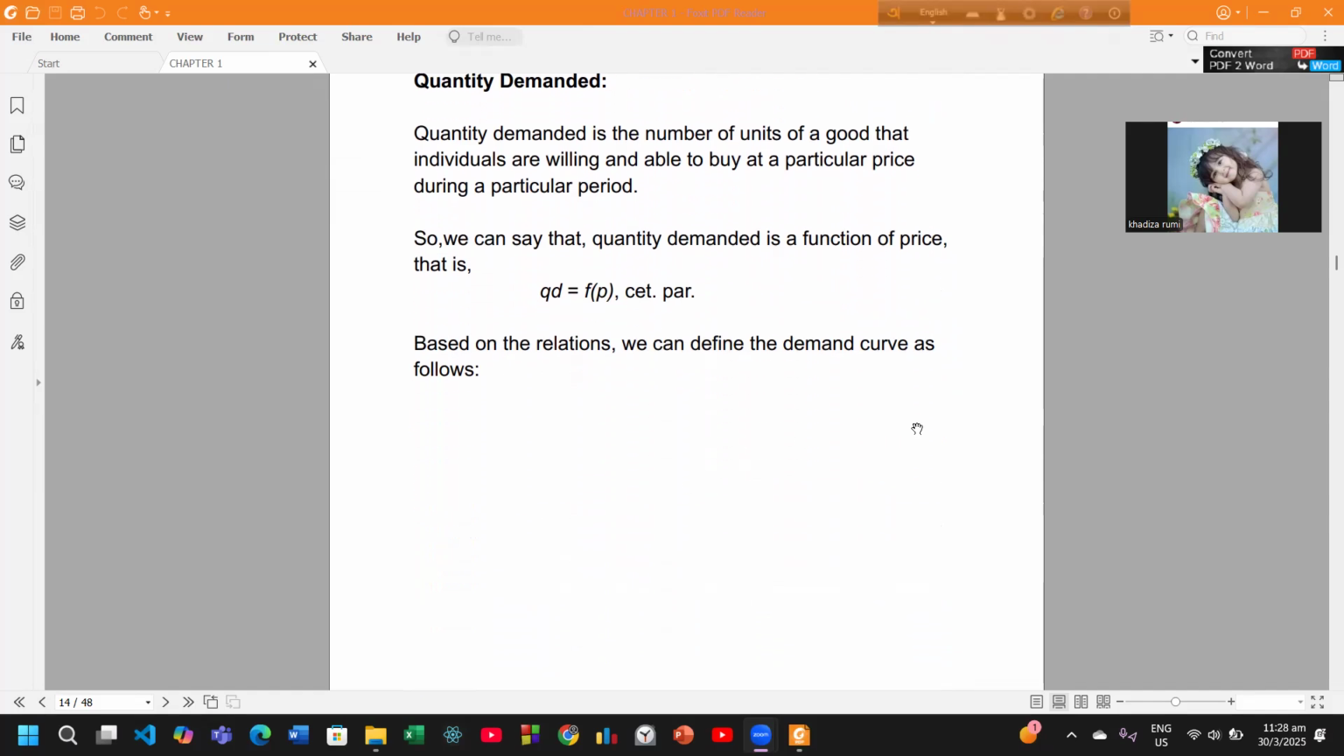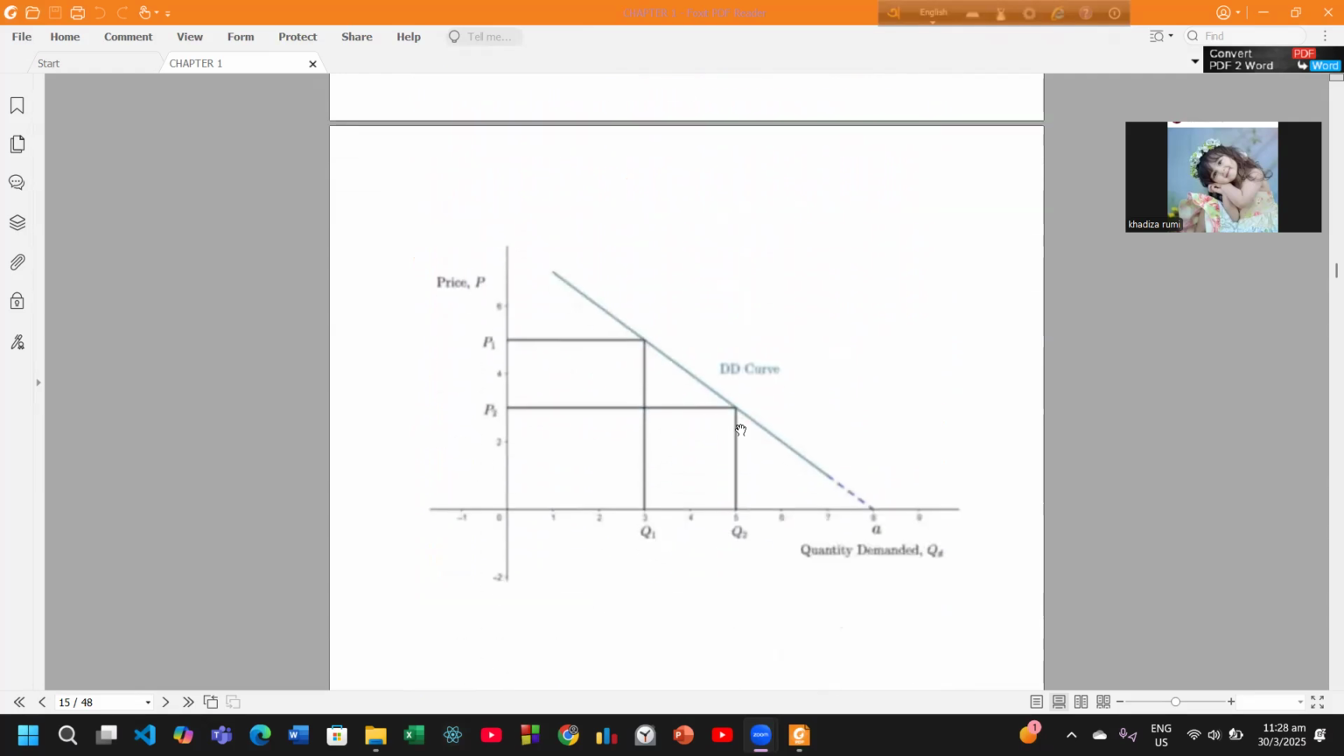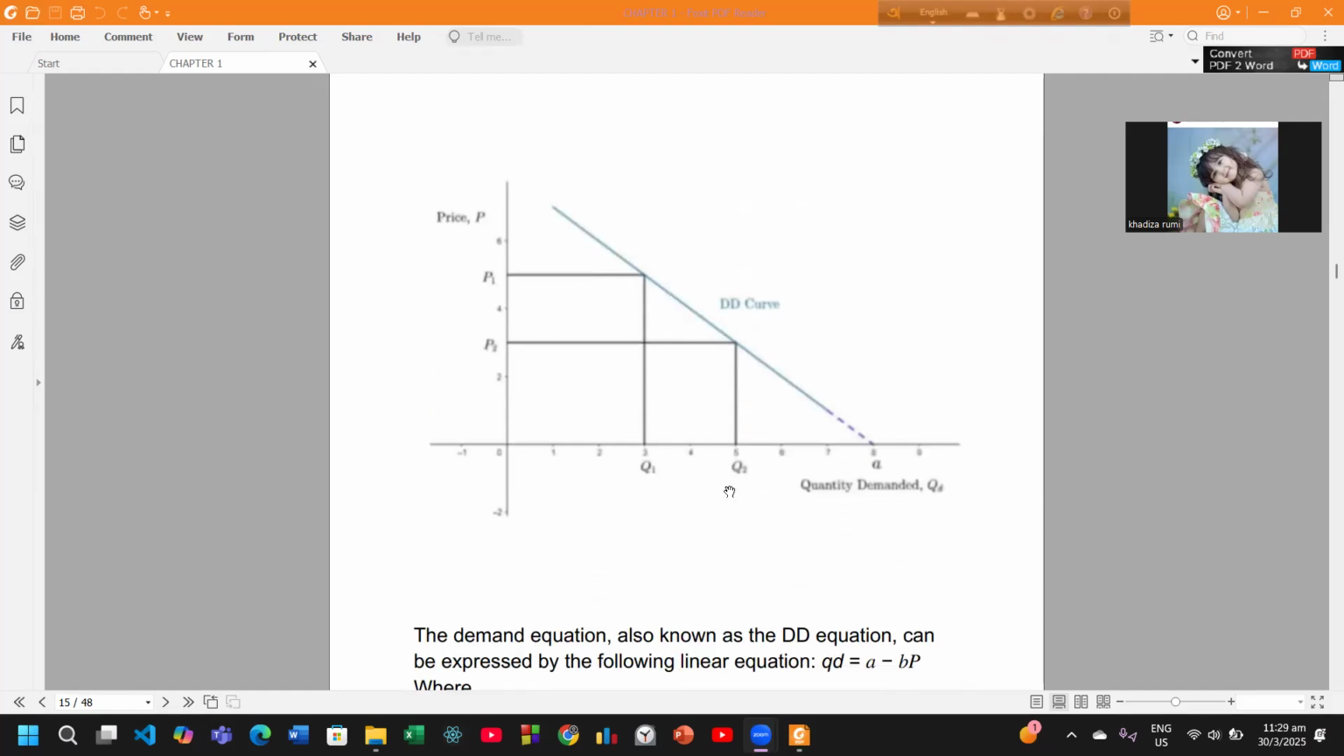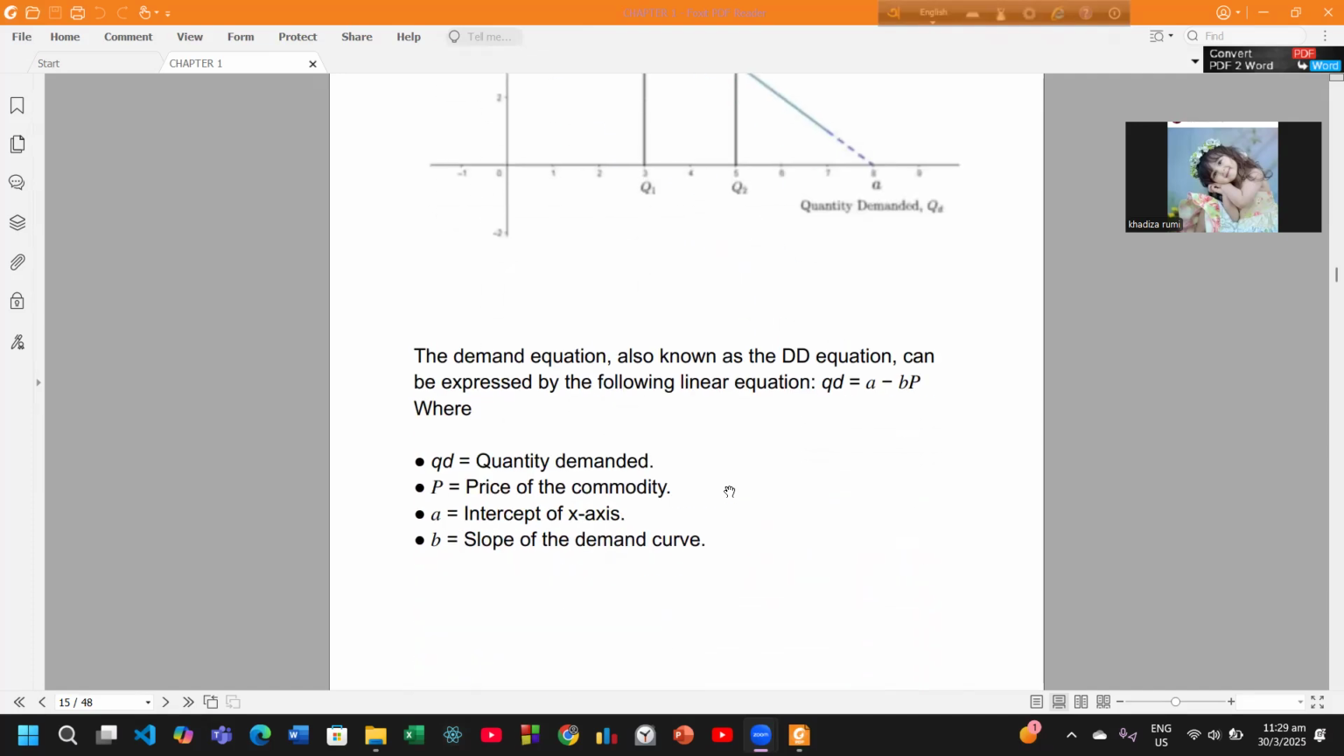Based on the relations, we can define the demand curve as follows. Graph showing a downward sloping demand curve with price on the y-axis and quantity demanded on the x-axis. As price increases, the movement along the curve goes left, and as the price decreases, the movement shifts right. This graphical representation helps us understand that as the price rises, fewer people are willing to buy the product, and when the price falls, more people want to buy it.